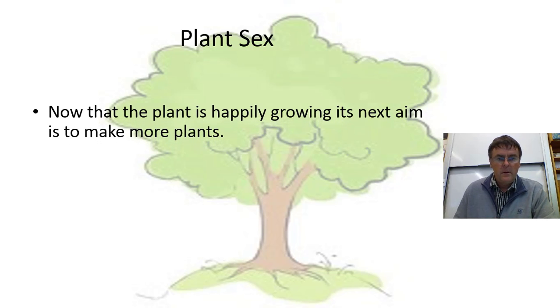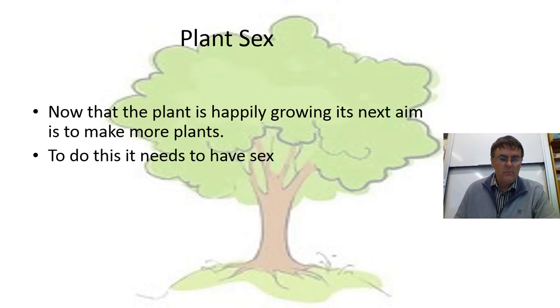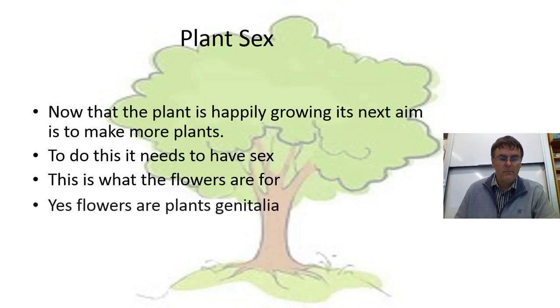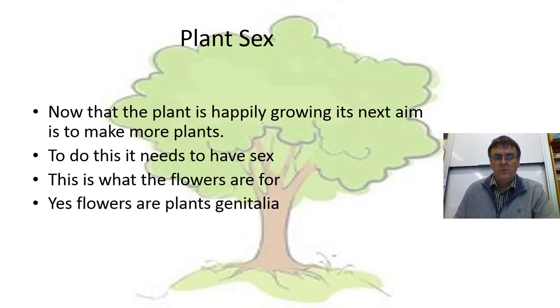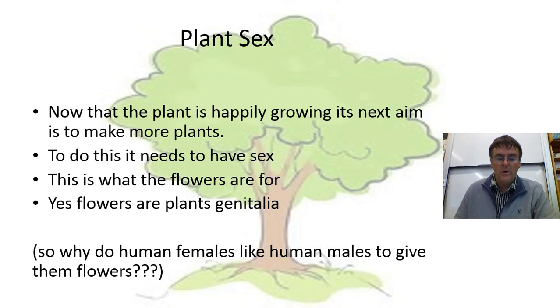So, the plant is growing. It's got its roots down, its stem has come up, the leaves are doing their thing, and now it's time, it's ready to make more plants. And to have babies, you've got to have sex. And that's what the flowers are for. Flowers are the plant's sex organs. Yep, genitalia. Sex bits for plants, which is kind of weird. Why is it that that's the case?